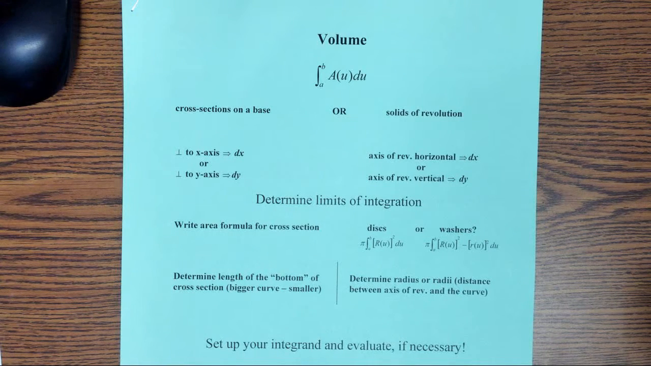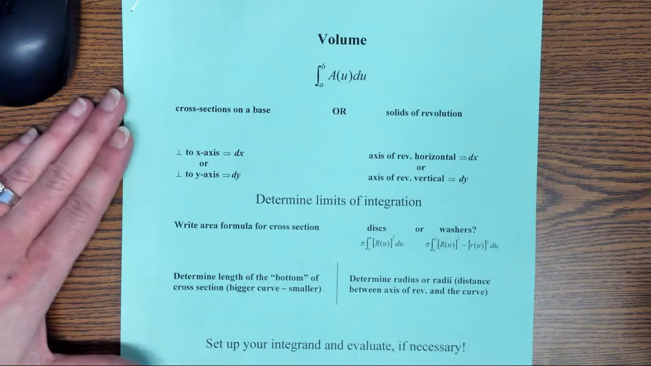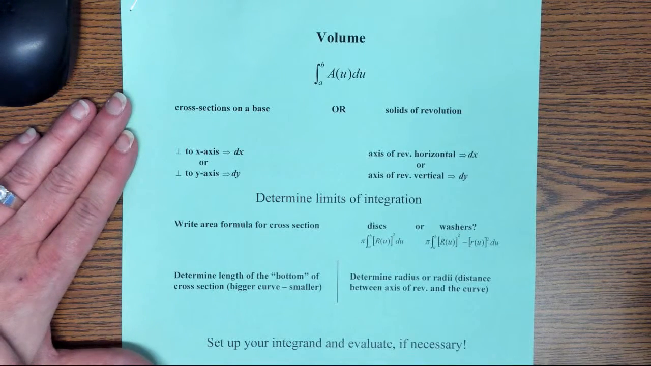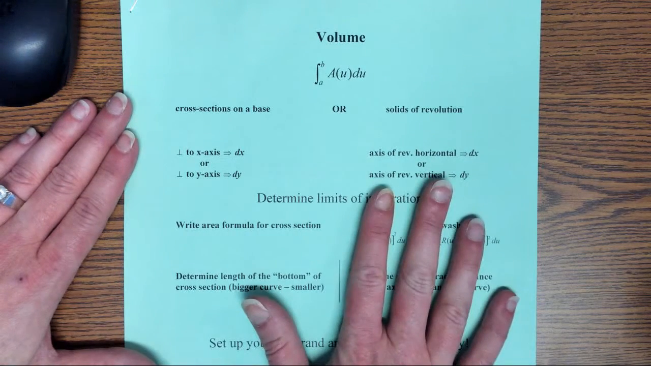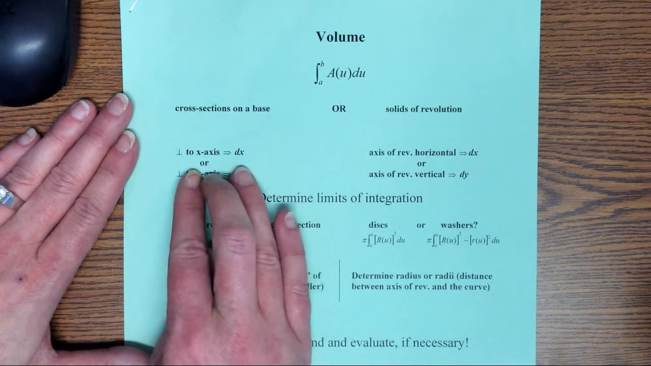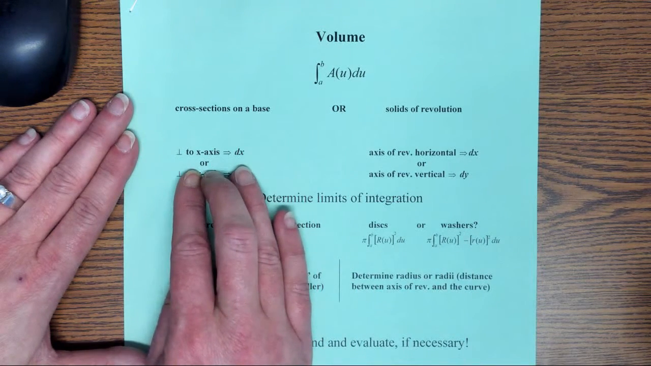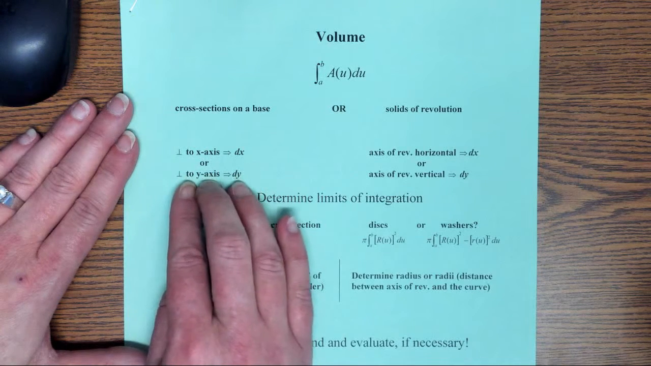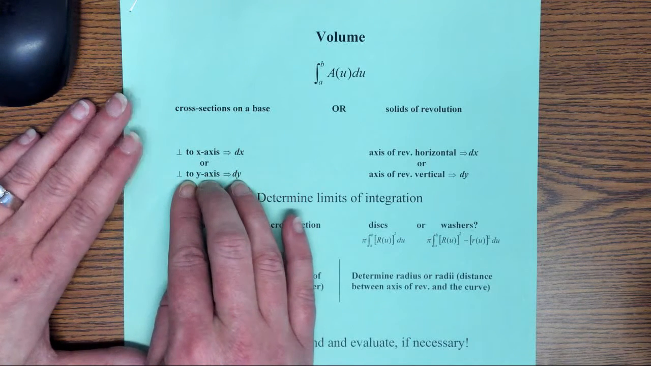Before y'all finish your quizzes today, I wanted to make sure we reviewed volume and area. We're going to do a little bit of both. But I wanted us to get what is going on when we have cross sections on a base, and then if we do solids of revolution. Now remember, if we're going to be perpendicular to the x-axis, we're going to be using dx. If we're going to be perpendicular to the y-axis, we're using dy.